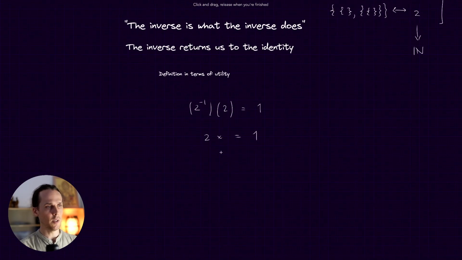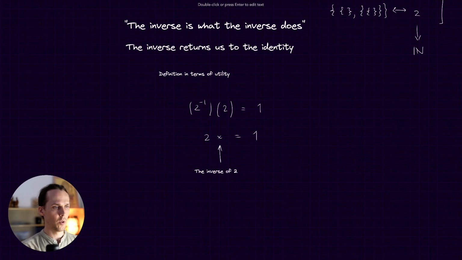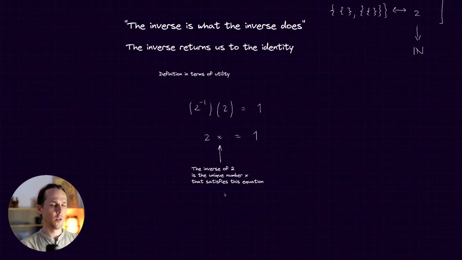So let's make this central. We're saying here that the inverse of 2 is the unique number x that satisfies this equation: 2x equals 1. Now, your brain might be auto-completing. Again, this is the indoctrination from high school. Your brain might be auto-completing and saying, oh, that just means that x is equal to 1 on 2.